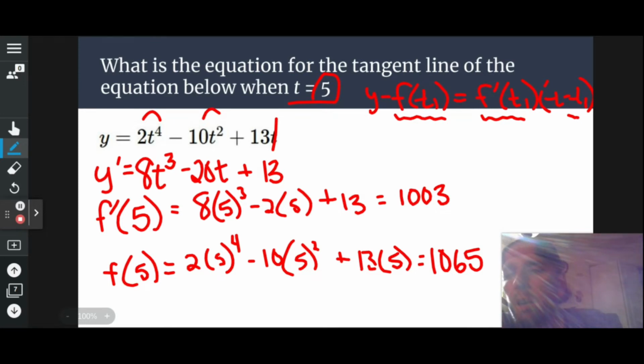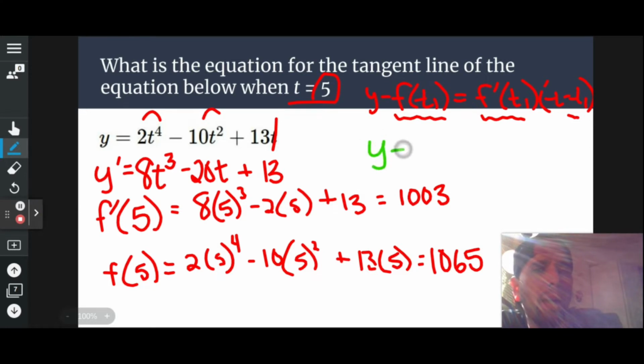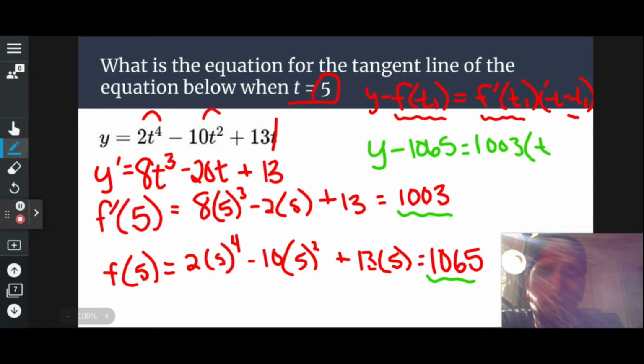So if I put it all together, y minus, we just found that out to be 1065, equals the slope, which we found out to be 1003, times t minus 5.